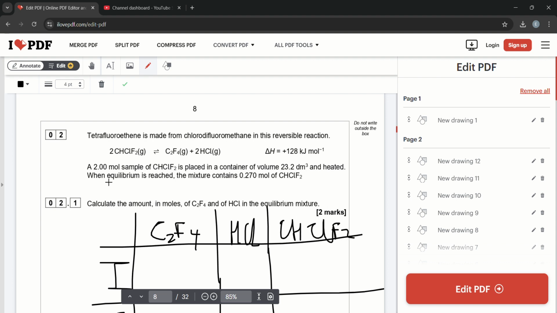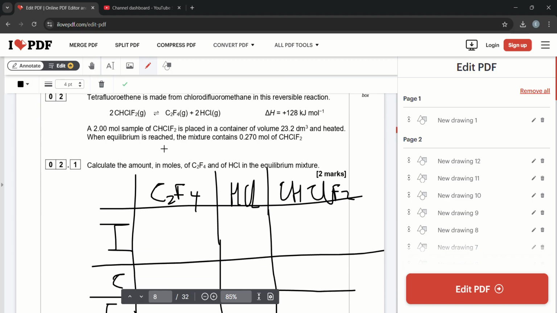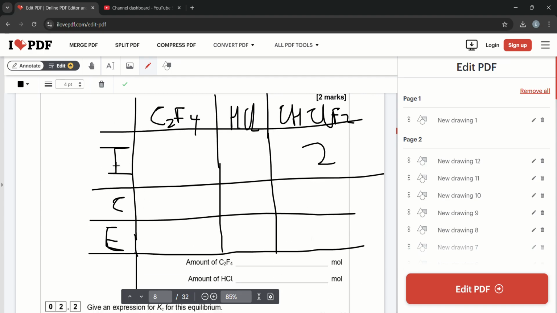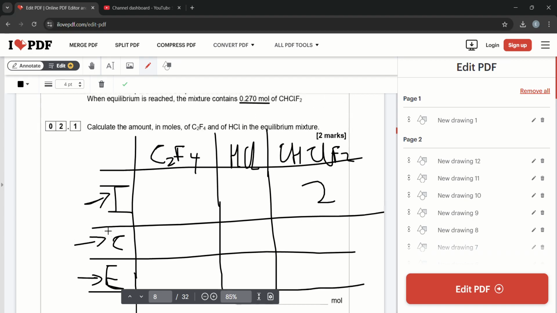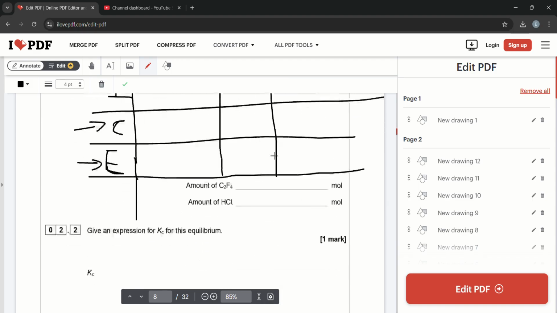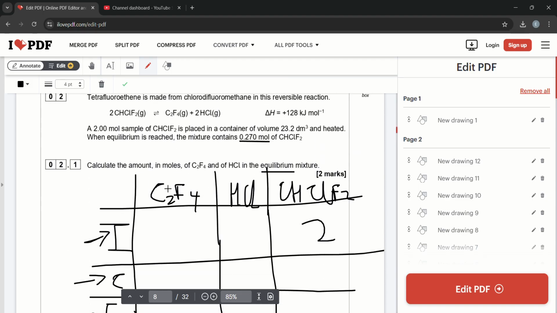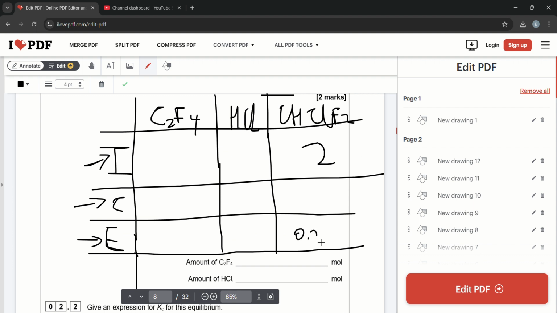CHClF2. We know a 2 mole sample of this is placed in a container of this much and heated. When equilibrium is reached, this much is made. This is how much is contained, so remains. So we've got 2 moles here. Before I carry on, I stands for initial moles, C stands for change in moles, and E stands for equilibrium moles. And what we're trying to find is the amount of moles in the equilibrium mixture, hence the equilibrium moles. So we're going from 2 to 0.270. So what's that change of? Well, that's minus 1.73, right?